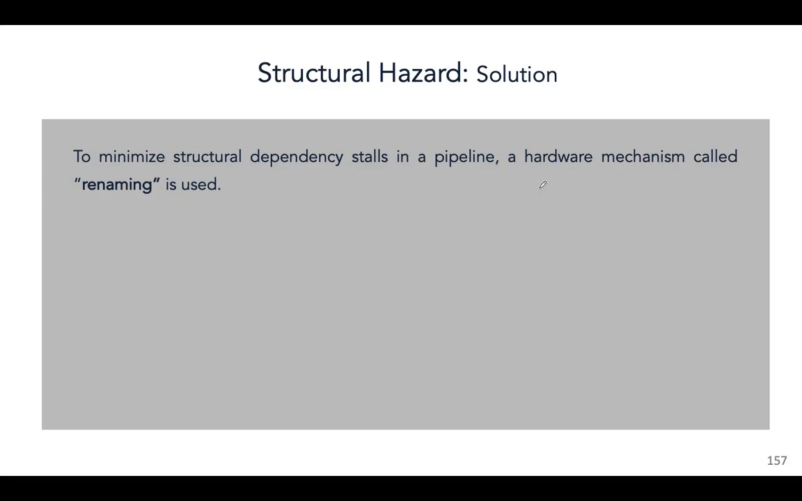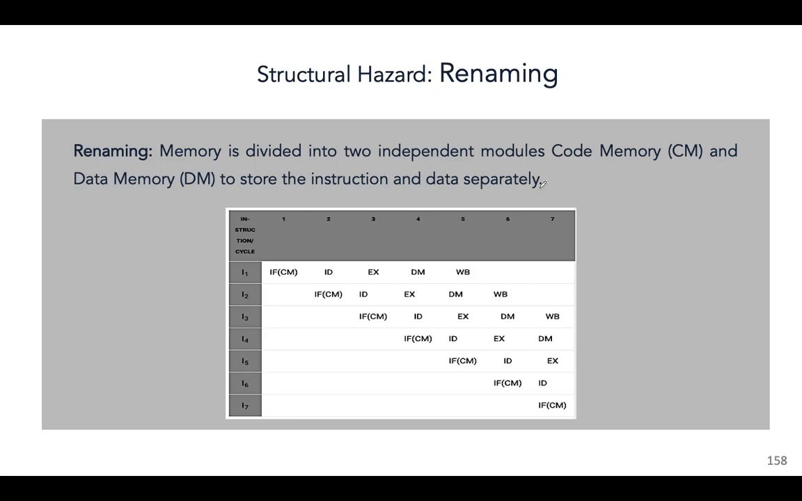Now to minimize structural dependency stalls in a pipeline, a hardware mechanism called renaming is used. Now what happens in renaming? See, renaming is a very simple process whereby memory is divided into 2 independent modules, code memory and data memory. So we have the same physical memory, and it's divided into 2 parts. In one part, only instructions are kept, it's called code memory, and in the other part of the same memory, data is kept, only operands are kept, it's called data memory.